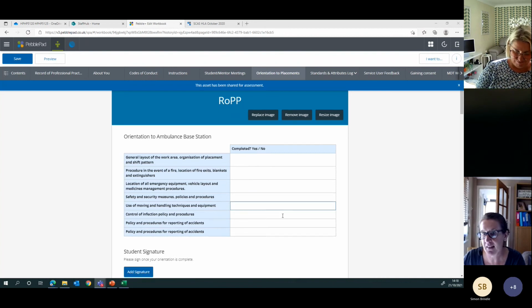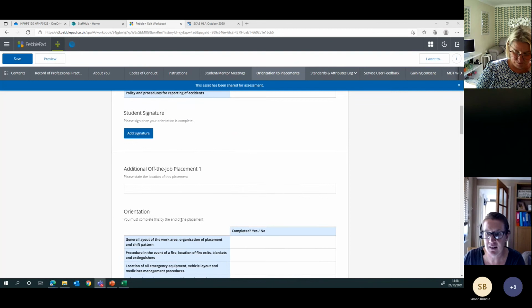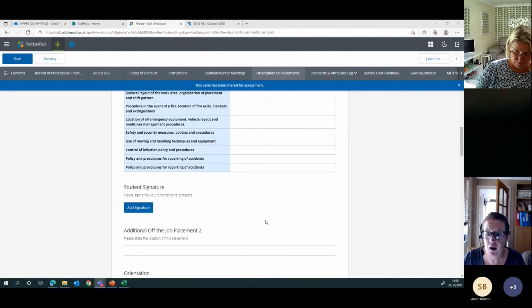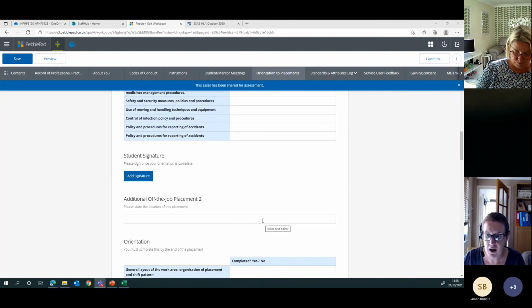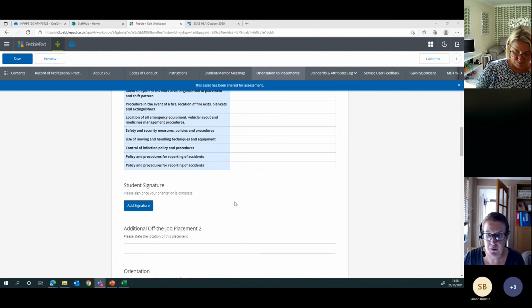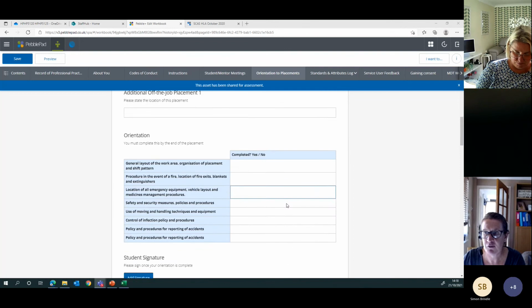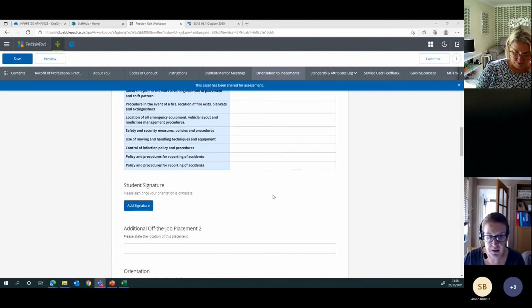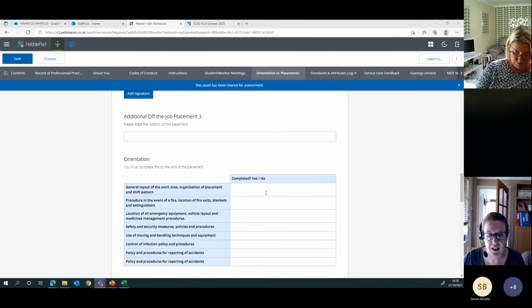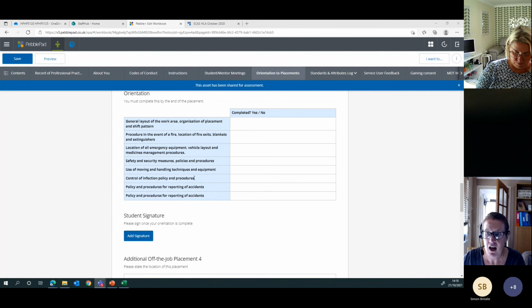What we'd expect is that wherever they do it, they do an orientation, and that gets signed off by the student once the orientation is complete. And then they would be able to add some information later on regarding those placements. But wherever they go, they should be doing an orientation and then filling in this template here.